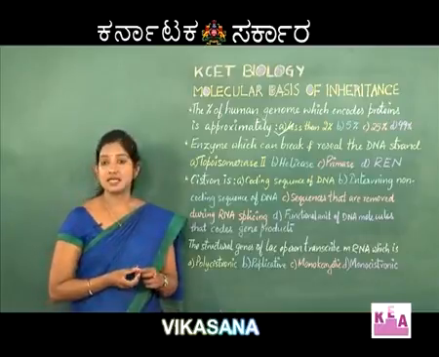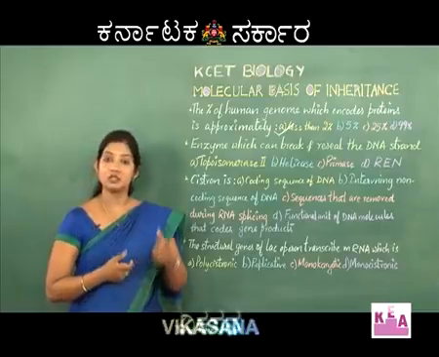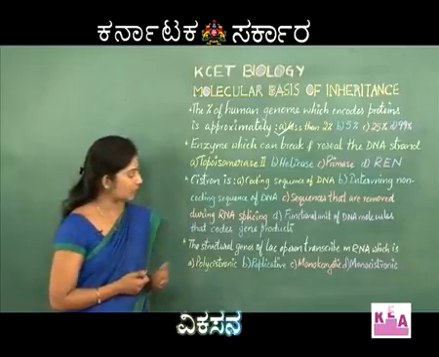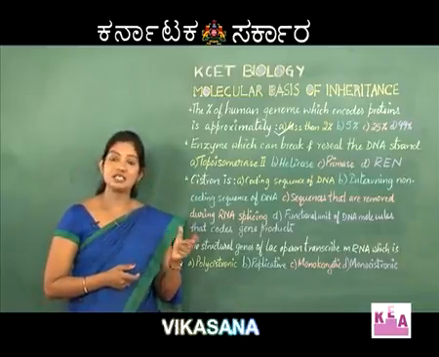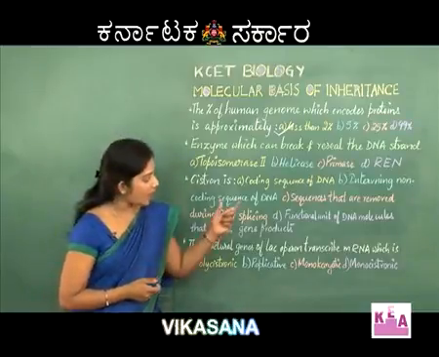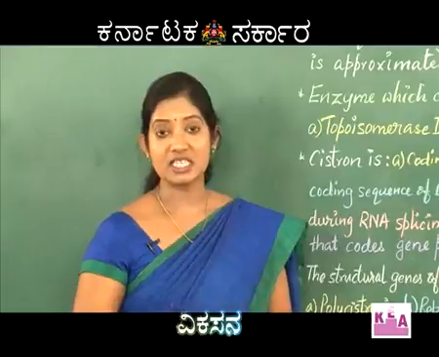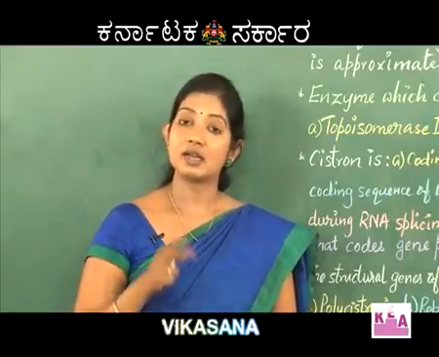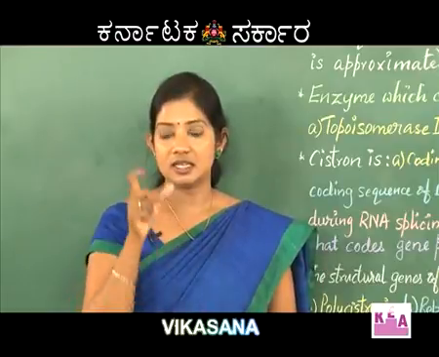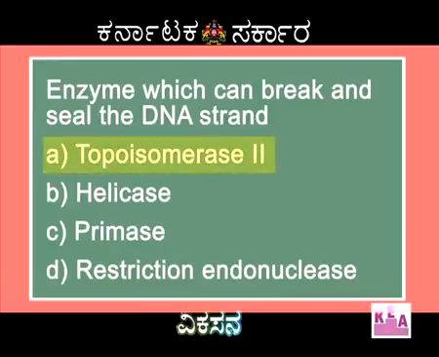Helicase is another enzyme which is involved in DNA replication. It helps in unwinding of the 2 strands of DNA. Primase is basically an RNA synthesizing enzyme. REN, what we call restriction endonuclease, is an enzyme which is involved in biotechnology for cutting the DNA in the restriction sites. The right answer over here is option A, topoisomerase 2.